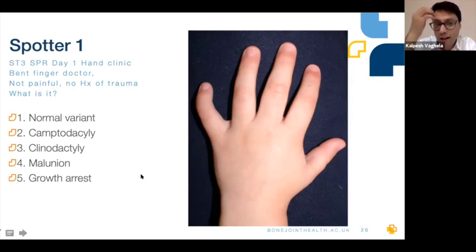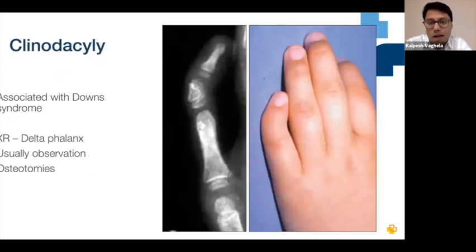Brilliant, yeah, great, clinodactyly, exactly. You might see quite a few kids in your elective practice, and they'll have all sorts of bendy fingers and flexible fingers and curved fingers and things like that. You also need to try and identify and pick out the ones which you need to act upon.